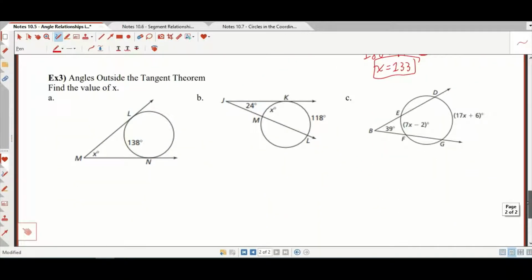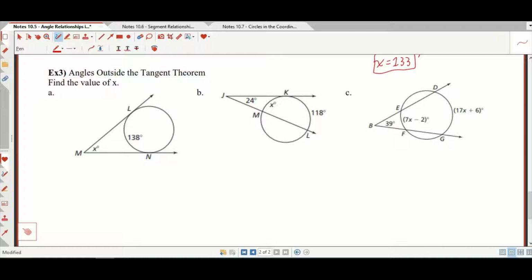Now these ones aren't like the average. This is the one where it's the difference. So notice these are tangent, so that's 138 degrees. A whole circle is 360, so that's the rest of it. So that's 360 minus 138. 360 minus 138 is 222 degrees.